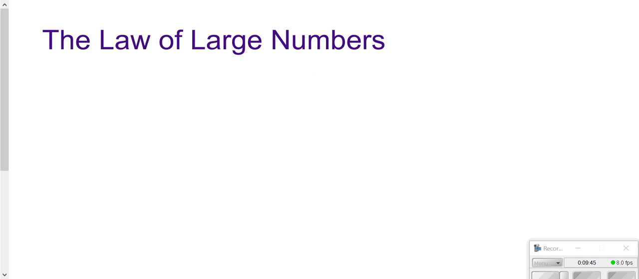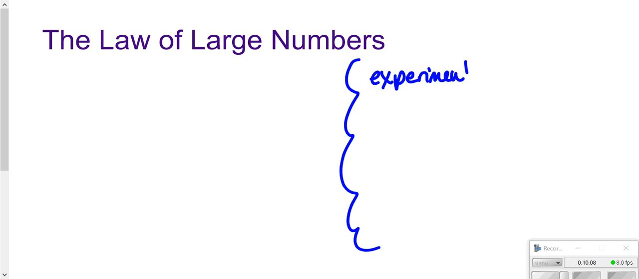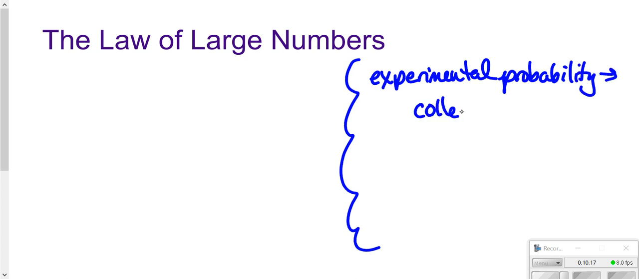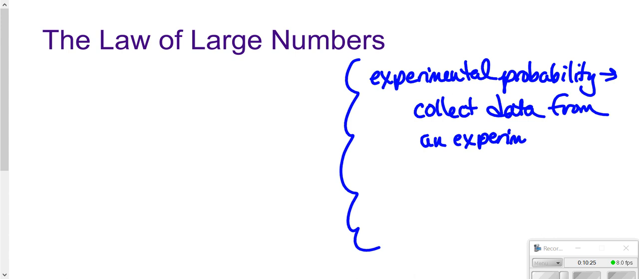All right, the law of large numbers. So there are 2 kinds of probability, basically. There is experimental probability and theoretical probability. Experimental probability is when you actually do an experiment. Let's just have a little side note here. Experimental probability is when you actually collect data from an experiment, so something that you do.